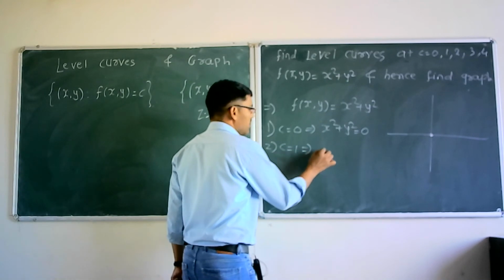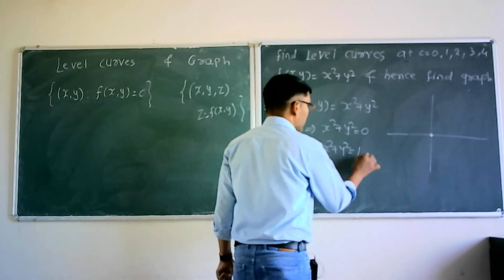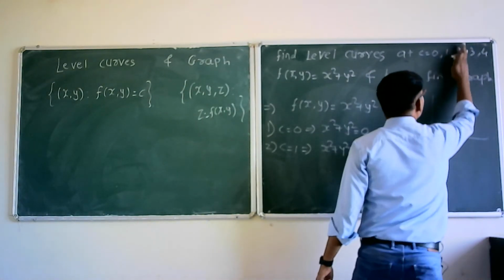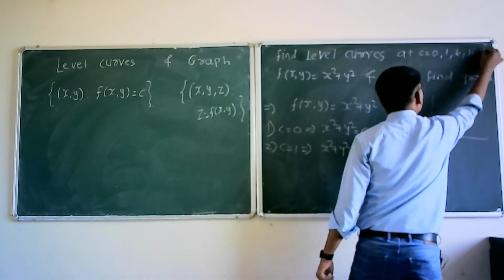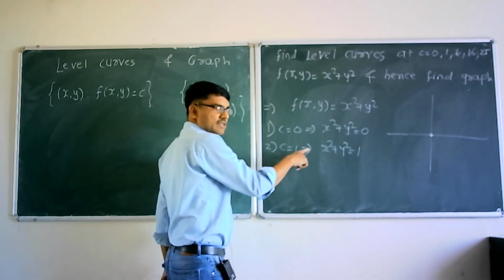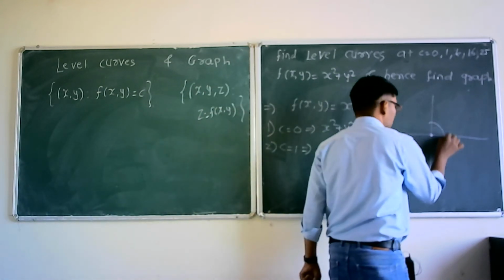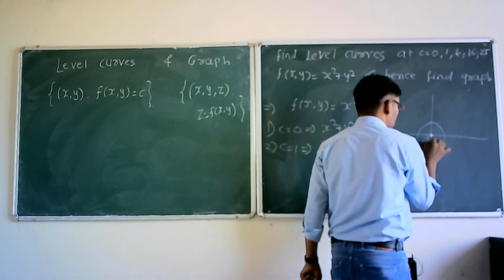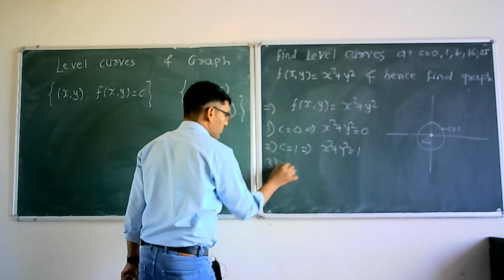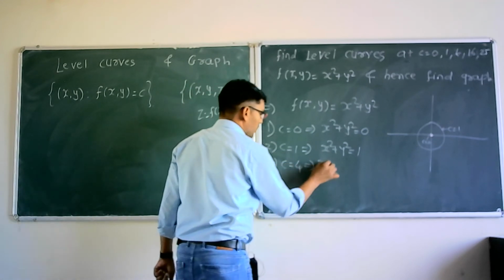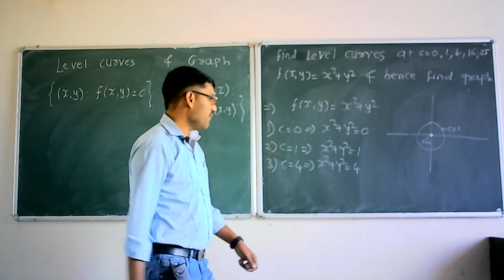If c is equal to 1, then x square plus y square is equal to 1. Then next, 4, then 16 and 25. Okay, all of you know that at c is equal to 1, this is an equation of a circle having radius 1. So this is c is equal to 0, this is c is equal to 1. Next, we are changing our values of c for simplification. If c is equal to 4, then x square plus y square is equal to 4. This is an equation of a circle having radius 2.